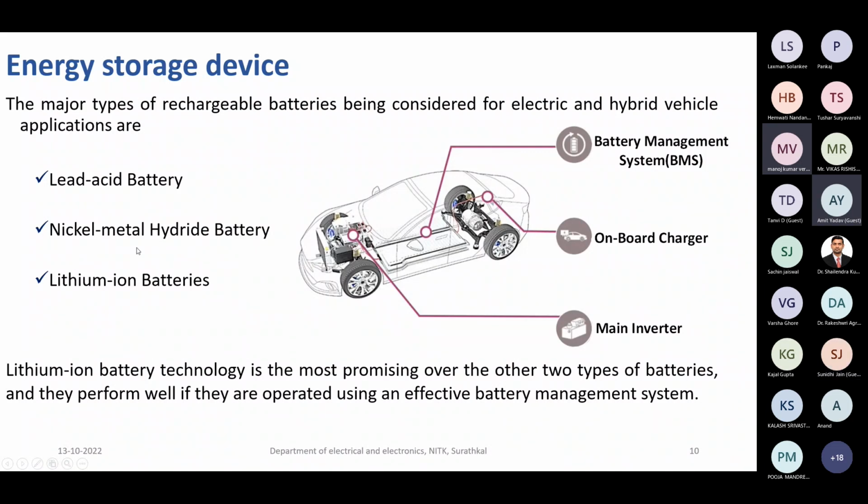So we can see that out of these three battery chemical compositions, lithium-ion battery technology is one of the most promising over the other two types, as it performs well when used with an effective battery management system. The lead acid battery which we use for UPS and so on does not have any battery management system. We can operate it only for 500 cycles. But with a dedicated system we can improve the life of the batteries further, for more than 3 years, with a proper battery management system.